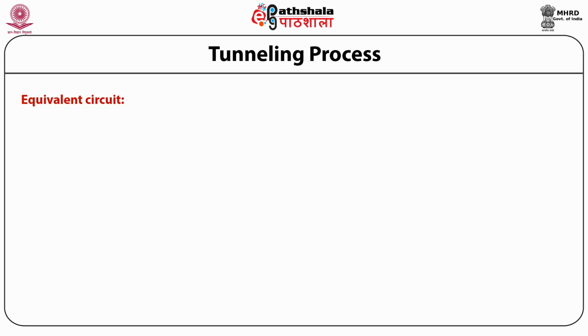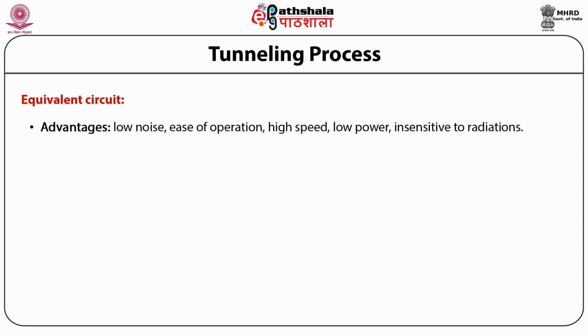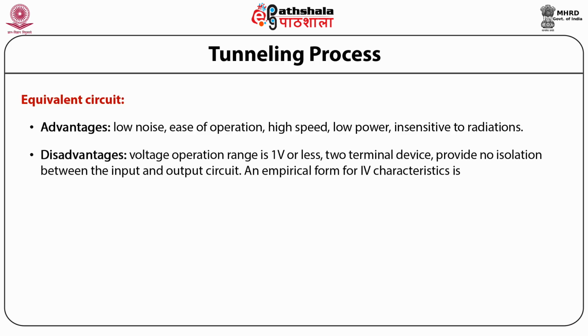The equivalent circuit: this figure shows the equivalent circuit. The advantages are low noise, easy operation, high speed, low power, and insensitivity to radiation. The disadvantages are that the voltage operation range is 1 volt or less, and it is a two-terminal device, which provides no isolation between the input and the output circuit.